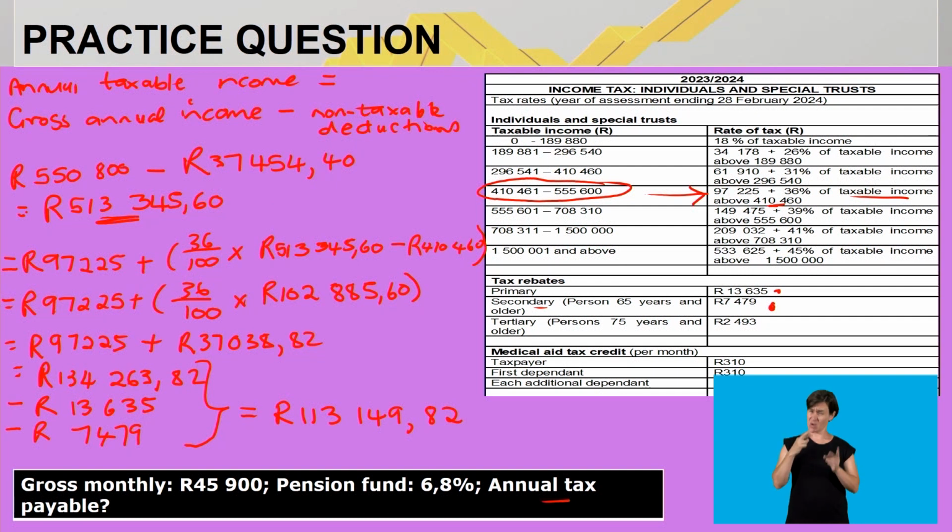Guys, I hope that's clear to you. Quickly run through it. I got my annual taxable income. How do I get it? Your gross annual income minus your non-taxable items. Then we look at our age to see for how many rebates a person qualifies. Thereafter, you deduct your rebates and you get to your annual tax payable. Guys, I know it's a mouthful, but please make sure that you focus on this.